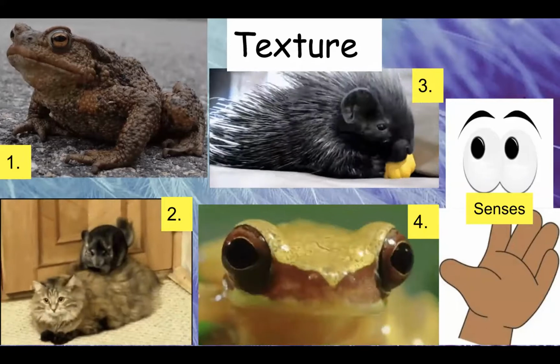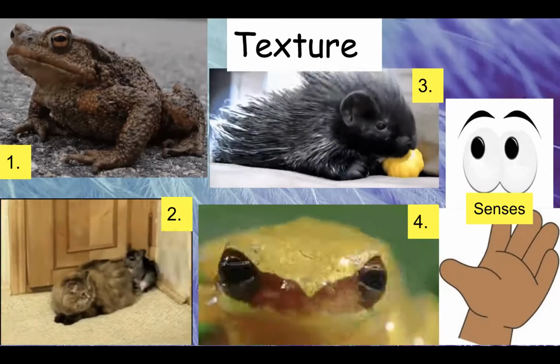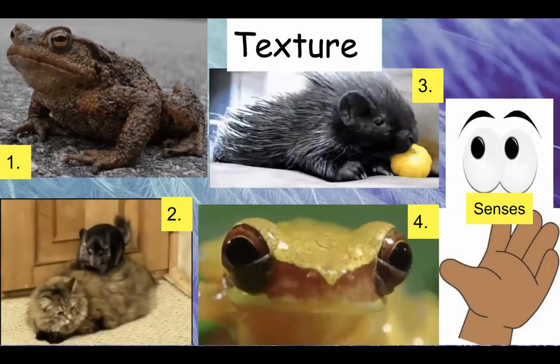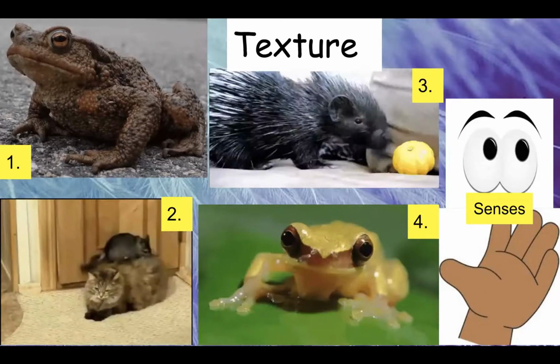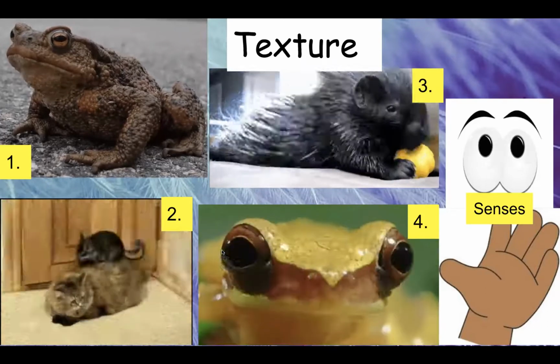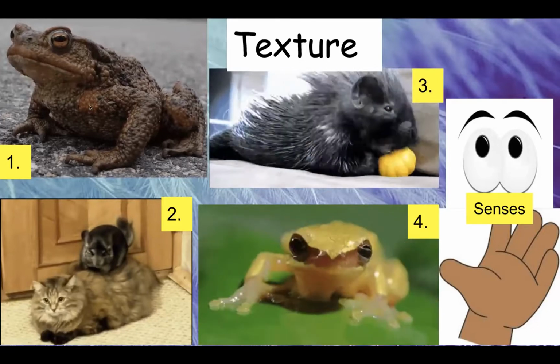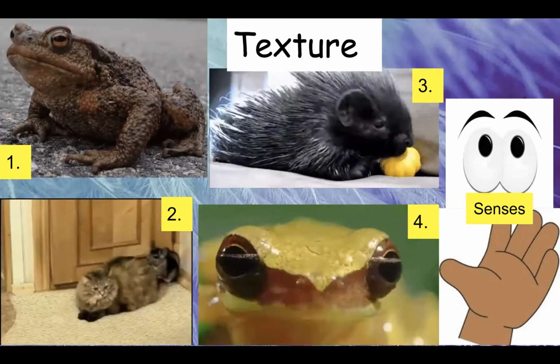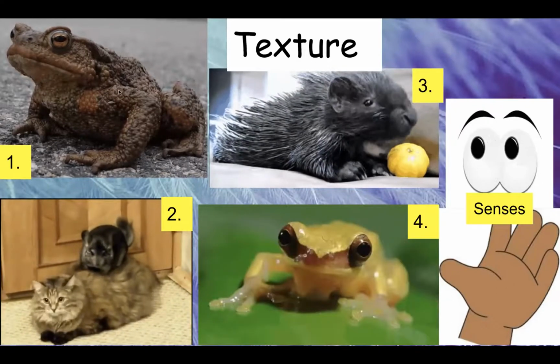So the first texture word I have for you guys is bumpy. So which animal do you think feels bumpy? And hopefully you guys said animal number 1, the toad. And even though you guys can't touch the toad, we can tell he's probably bumpy because if you look at his skin, he has some raised spots or bumps on his skin.